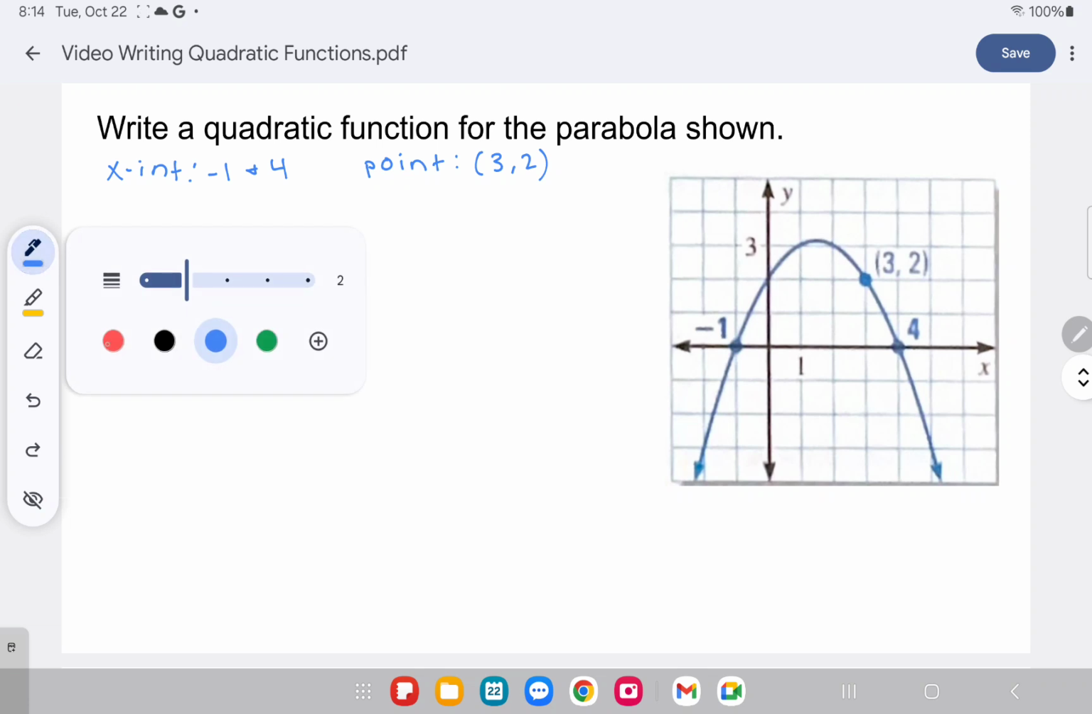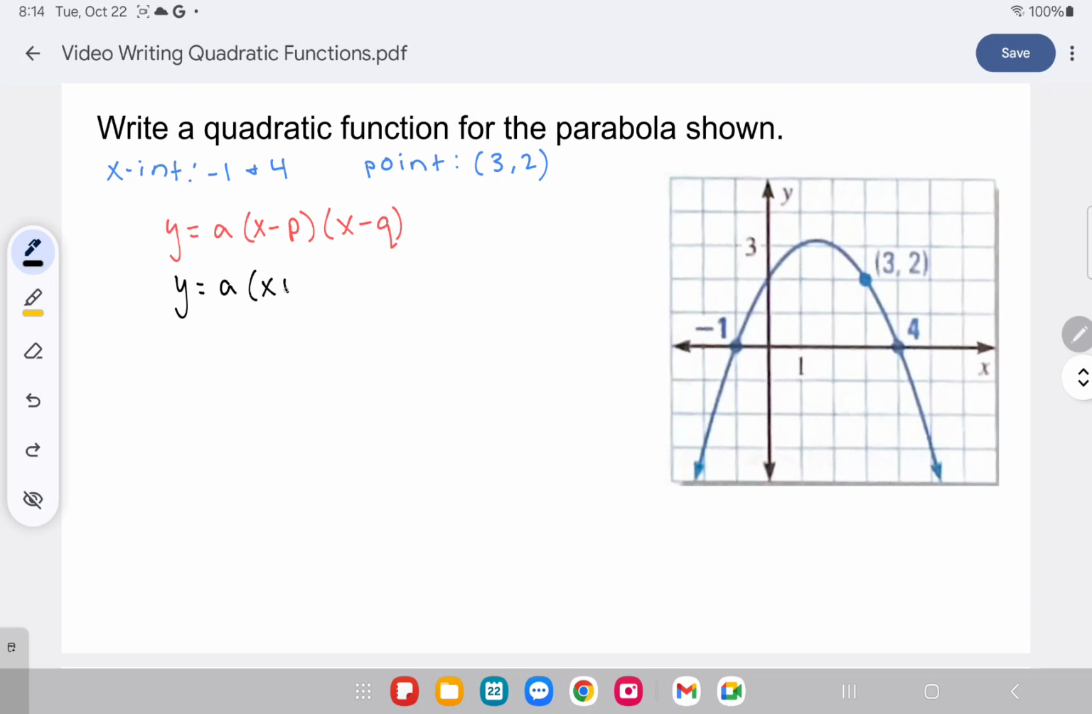So if you recall vertex form, this is intercept or factored form. It looks like this. We have y equals a again, times (x minus p), where p is one intercept, times (x minus q), where q is the other intercept. So when we plug in our intercepts, that looks like y equals a times (x plus 1) times (x minus 4). Those are my factors based off of the intercepts given.